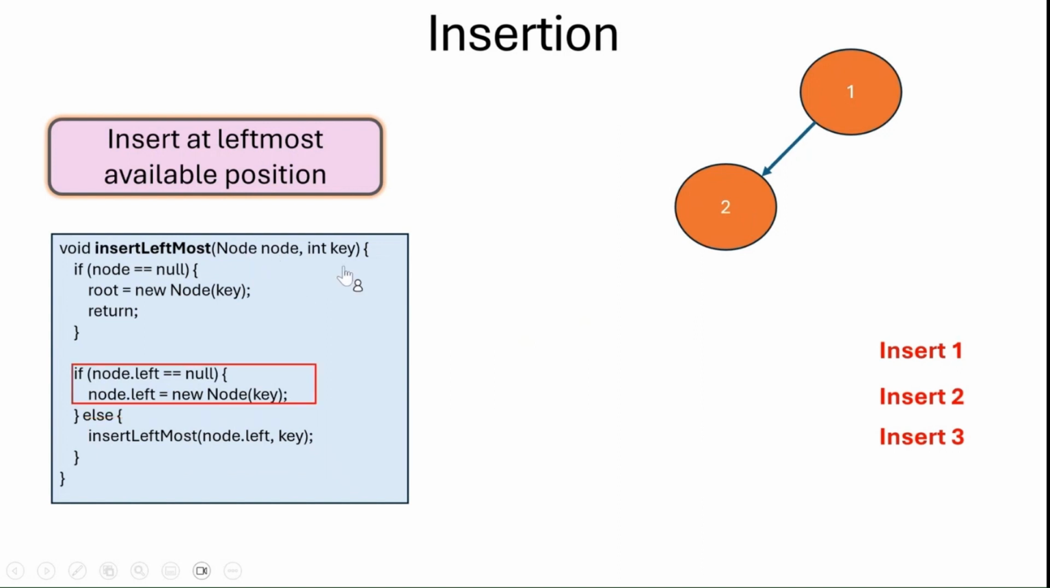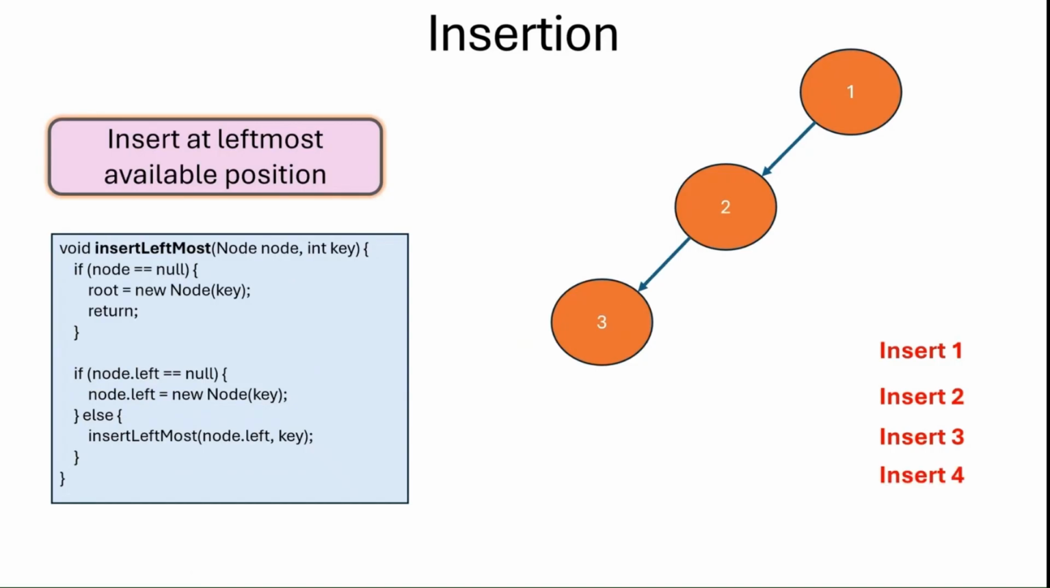And for node 2, left is null, so 3 will be inserted as a left child of 2. Similarly, the same process is followed for each new node. So as you can see, the tree is a skewed tree. It means that it is not utilizing the empty positions, like we saw in the first way to insert, basically inserting at the first available position.